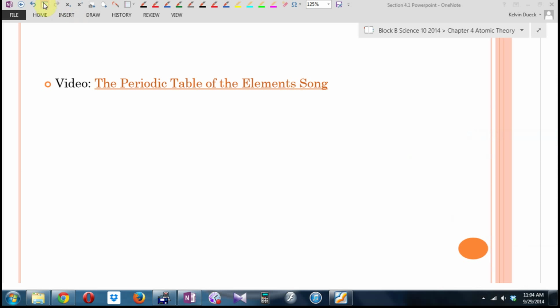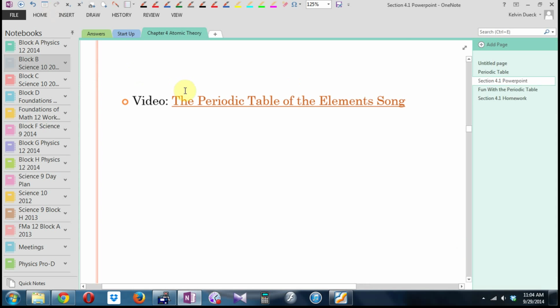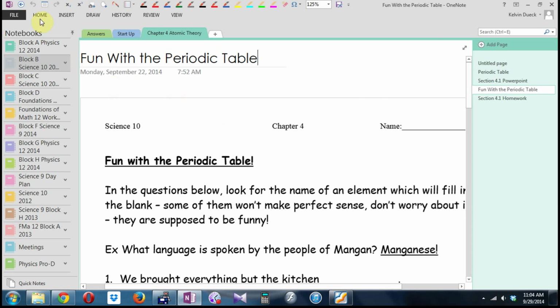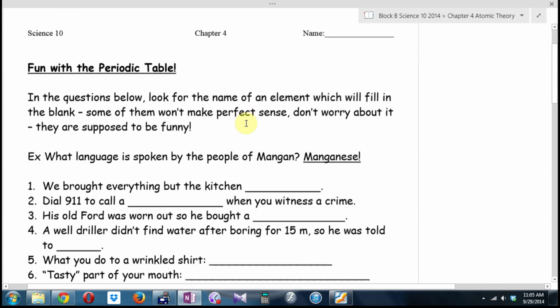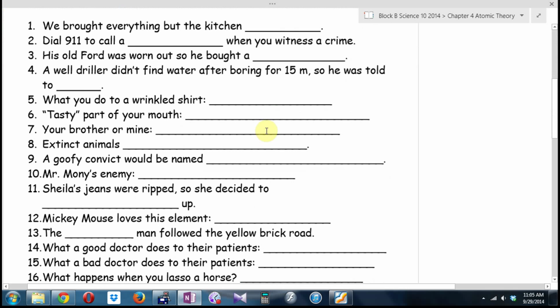All right, take a look at what I've given you. This is not all immediately due. I haven't covered it all yet. But first of all, the first thing I gave you is called Fun with the Periodic Table. These questions are horrible jokes. But this is also to kind of get you familiar with looking around on the periodic table.